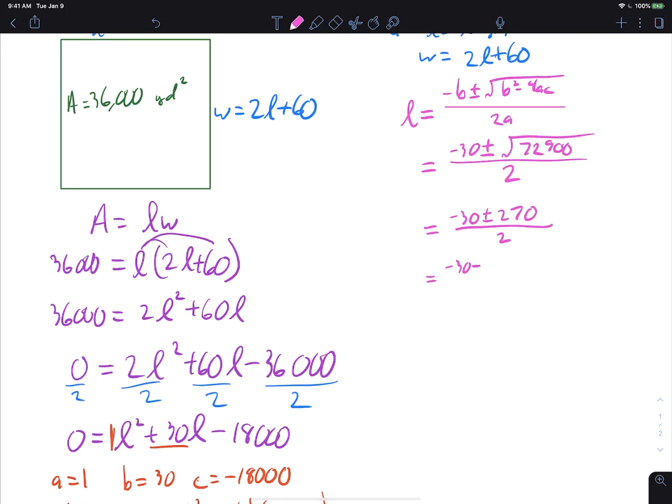So this gives us negative 30 minus 270 over 2, comma, negative 30 plus 270 all over 2. Now, negative 30 minus 270 is negative 300. Negative 300 over 2 is negative 150. Negative 30 plus 270 is 240. 240 divided by 2 is 120. So it gives us negative 150 and positive 120. By the way, those are the two numbers that multiply to give you 18,000. And notice that there's a difference of 30 between the two.